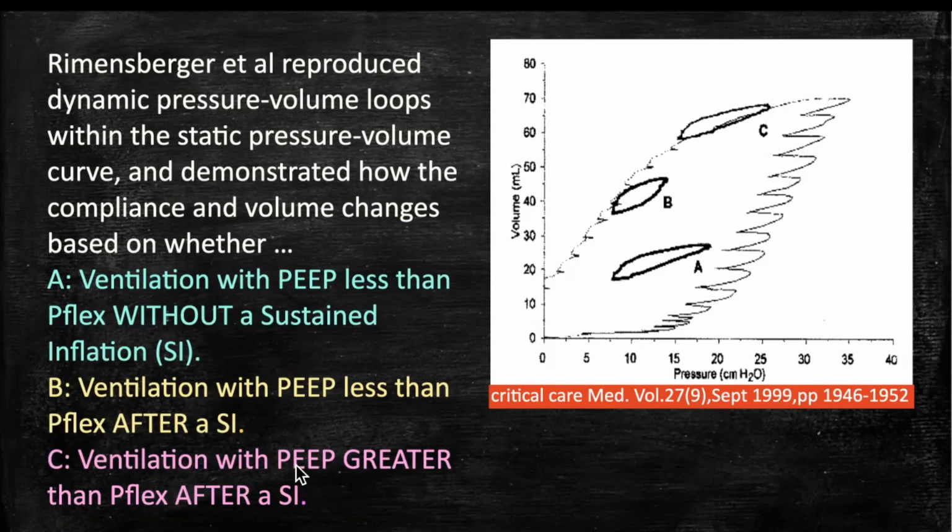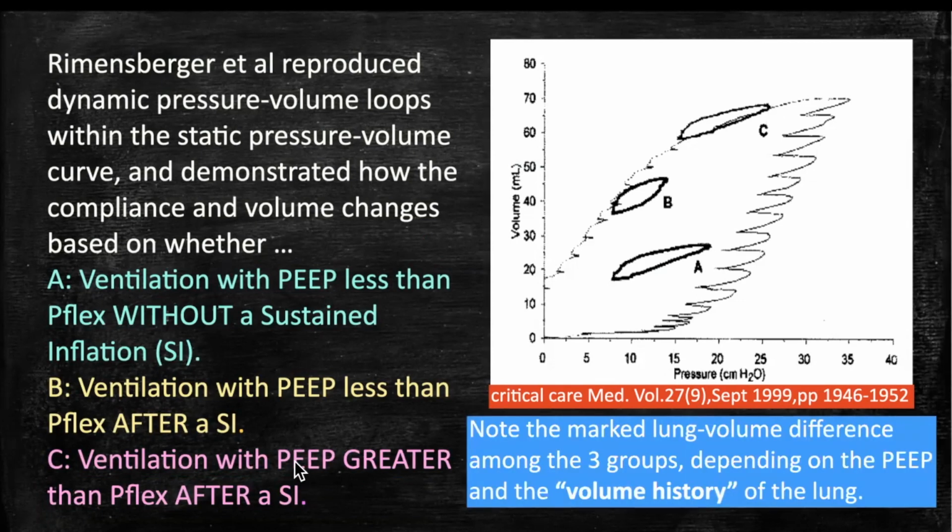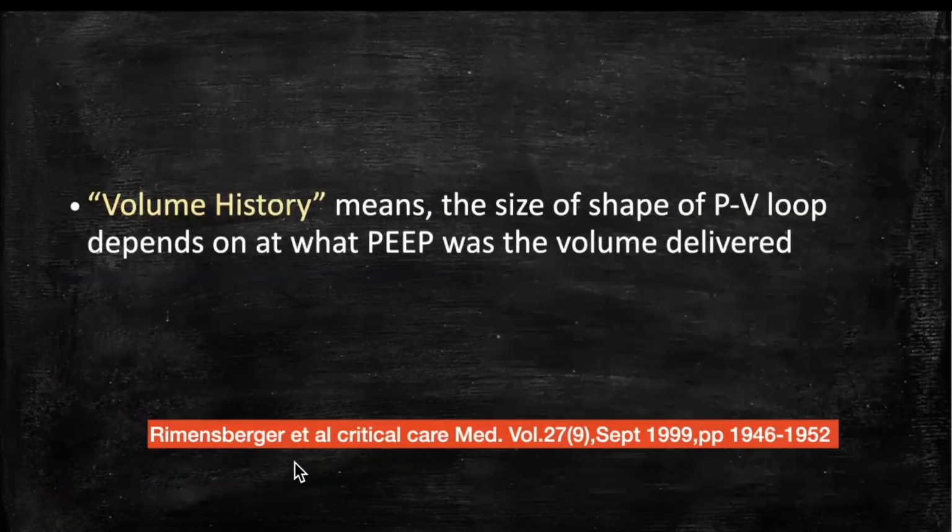So these were the 3 situations, and what they found was there was marked difference in the lung volume between the 3 groups, and they termed this a volume history. So what is volume history? Volume history means the PV loop basically depends upon the amount of PEEP you applied and at what tidal volume was applied at what PEEP.